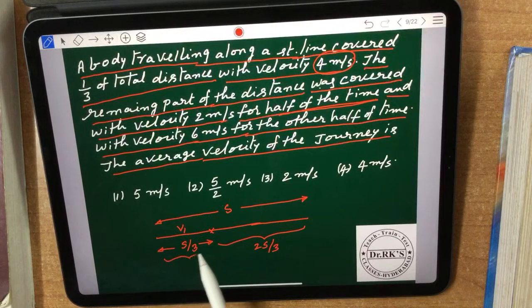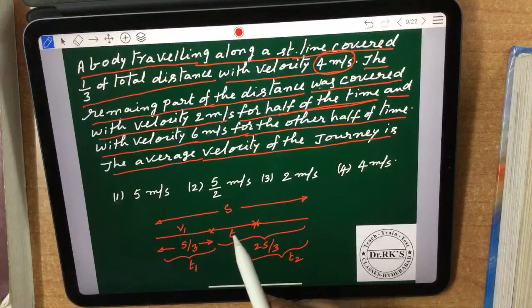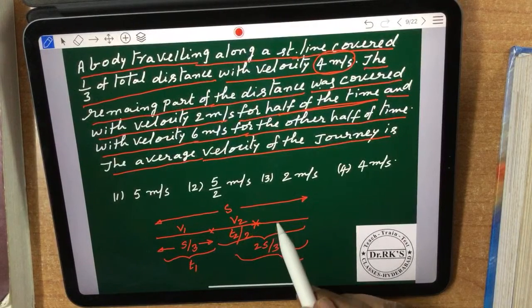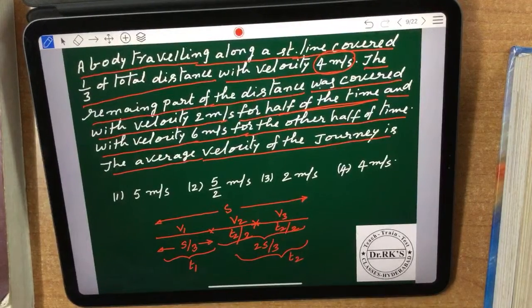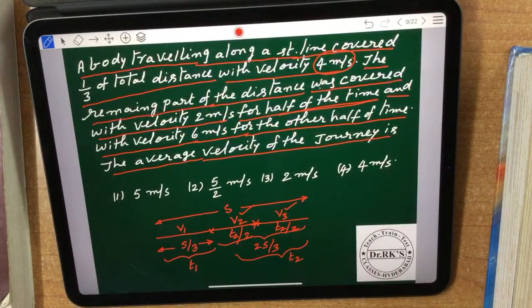Okay. That means if the first S by 3 takes time t1, let us imagine 2S by 3 takes time t2. Okay. First S by 3 t1, second 2S by 3 t2. And what he says is half of the time, that means t2 by 2 with v2, the remaining t2 by 2 with v3. So for example, 9 kilometers, 3 kilometers with velocity v1. In the remaining 6 kilometers, it takes some time t, half of the time with v2, the remaining time with v3. So what is the average velocity? Anybody can solve this problem.